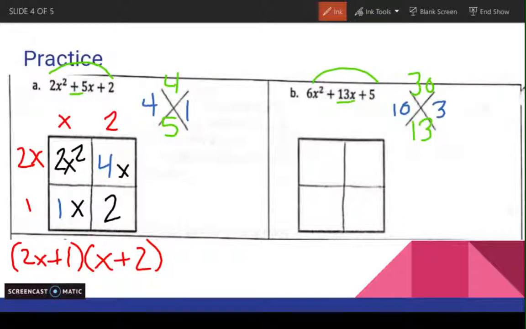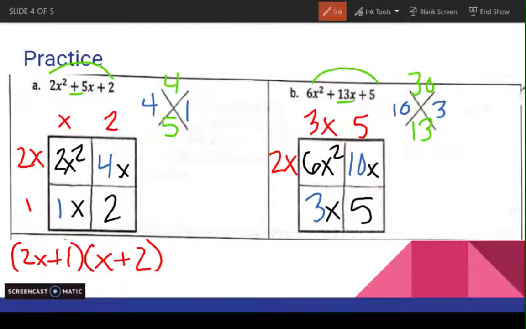So we fill in the reverse box. First term, top left. Last term, bottom right. Answers to your X-puzzle go in the other two boxes. Now that we have it all filled in, we find the GCFs of the columns and the rows. The GCF of the left column is 3x, the right column is 5, the top row is 2x, and the bottom row is 1. Write out your factors: 2x plus 1 times the quantity 3x plus 5. And there you have it.